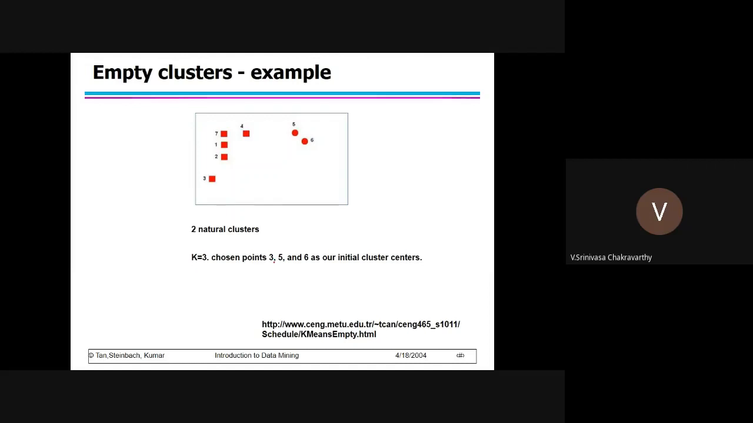So points 3, 5, and 6 are chosen as our initial cluster centers, because your initial centroids have to be chosen from the data set itself. That's a good practice. So we have done that. Then you allocate the points to the centroid. That is, for every point you see which is the nearest one. For 2, 3 is the nearest one, closer than 5 and 6. For 1, same thing. For 7, same thing.